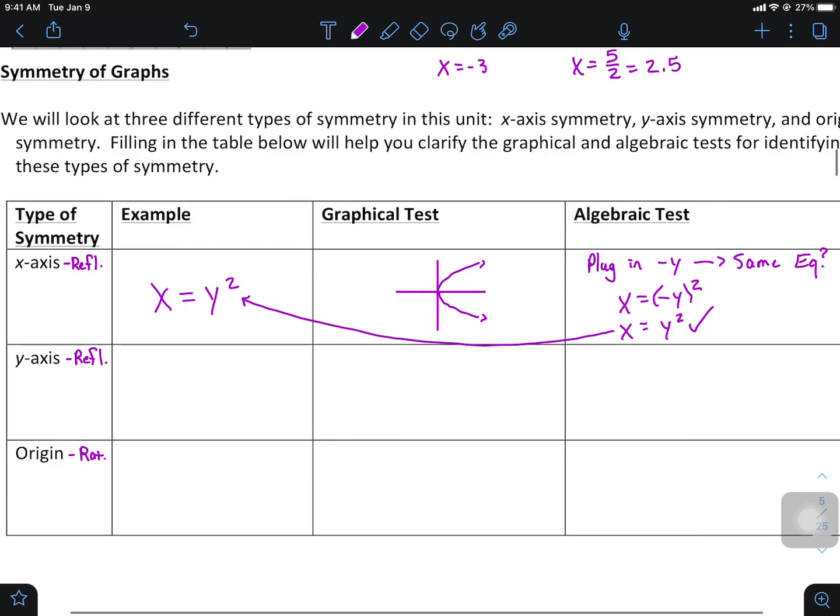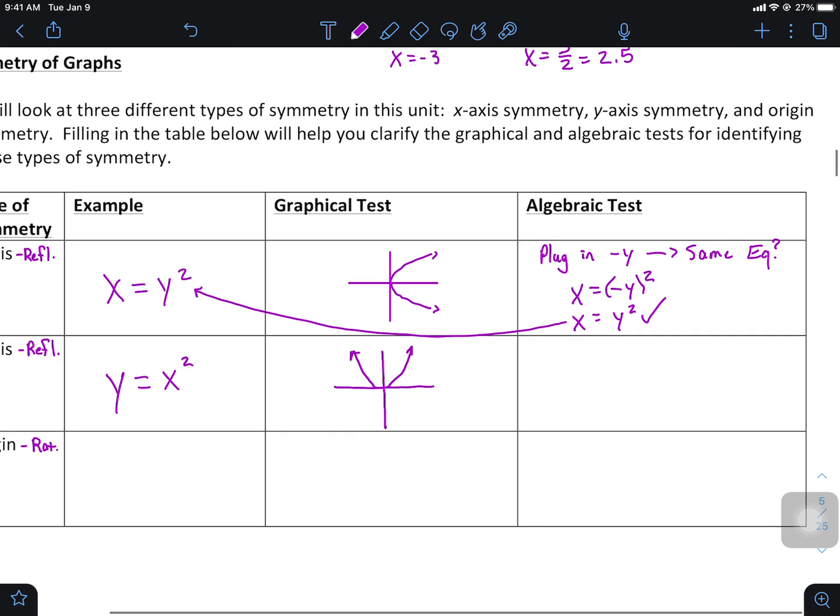Okay, so this next one here, y-axis symmetry. Let's do one we've seen a lot since Algebra 1, honestly. You've got y equals x squared. That is a parabola, one that's opening upward. And algebraically, it's slightly different but similar. You're going to plug in negative x, and then you're going to ask yourself, do you get the same equation again?